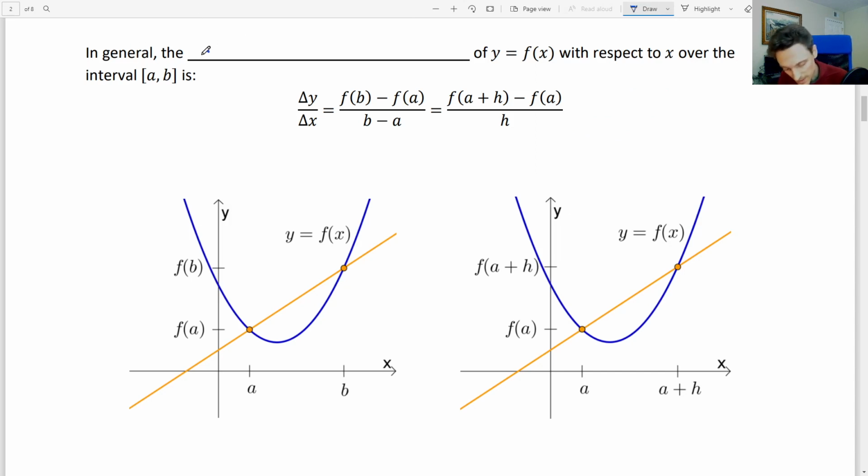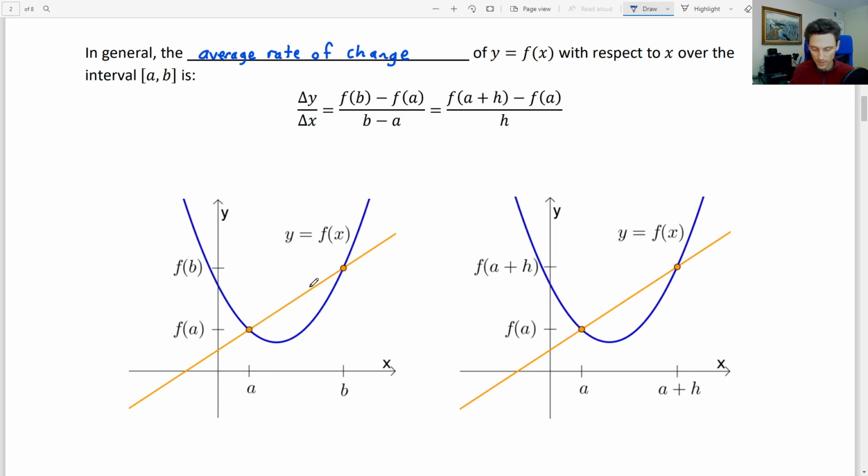So in general, we can say that the average rate of change of a function y equals f of x with respect to x over an interval from a to b. So here x is starting at a and x is ending at b. It's delta y over delta x, just like our delta y over delta t, but now we're using x instead of t. And if f is representing the function, we can write this as f of b minus f of a. That's the change in the y values, or in other words, the rise, over b minus a, which is the change in the x values.